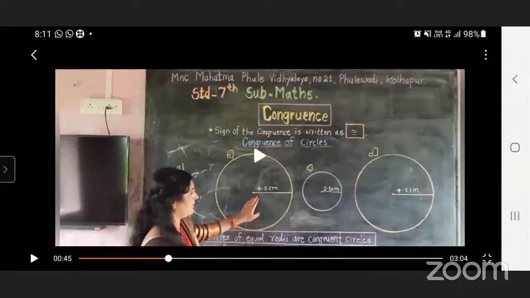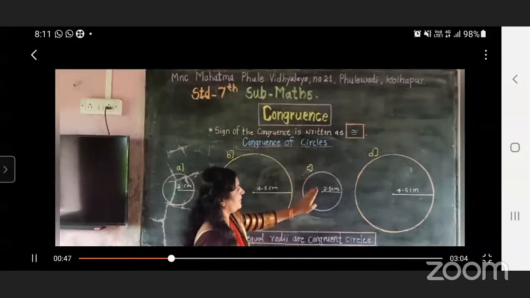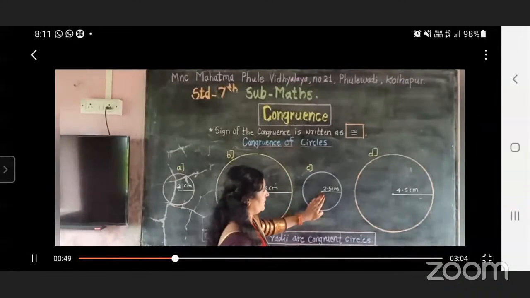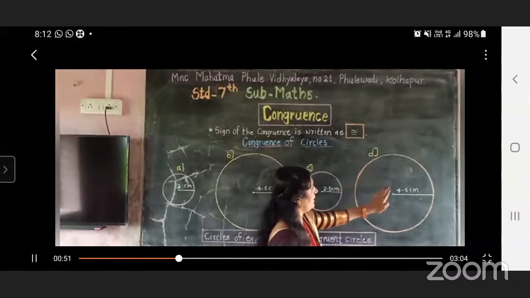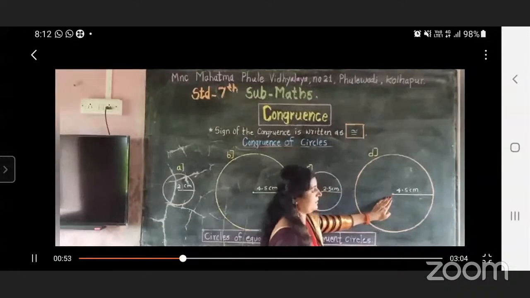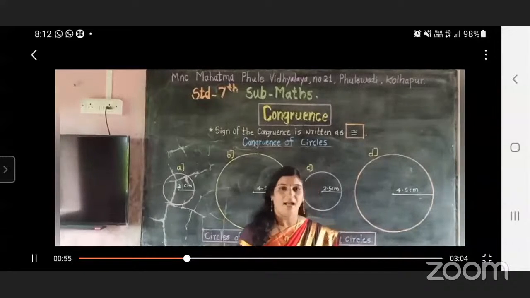At first, that is a 1 centimeter radius circle. Second, a 4.5 centimeter radius circle. Third one is a 2.5 centimeter radius. And in the fourth diagram, the measurement of the radius is 4.5 centimeter.